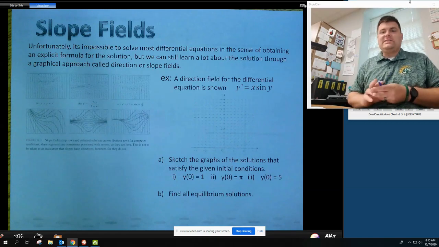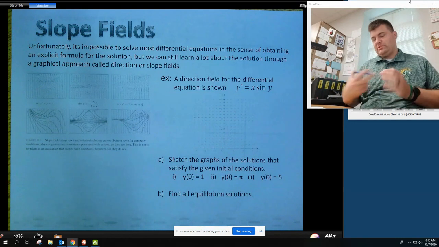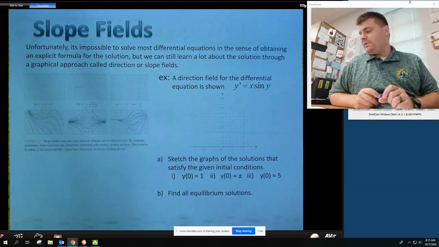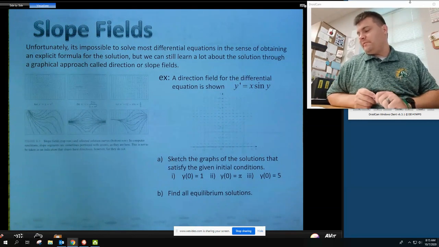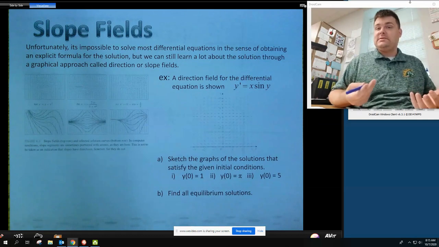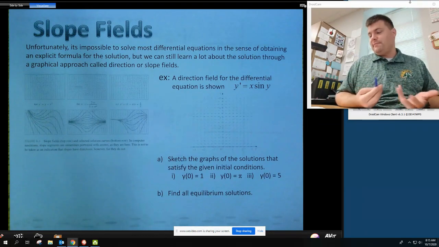To our video on slope fields. Slope fields deal with differential equations, so let's talk about them. You can read right here: unfortunately, it's impossible to determine all of the differential equations given the formula. Sometimes we don't know what the differential equation is, and we can't solve for it. So slope fields help us give some information about it.